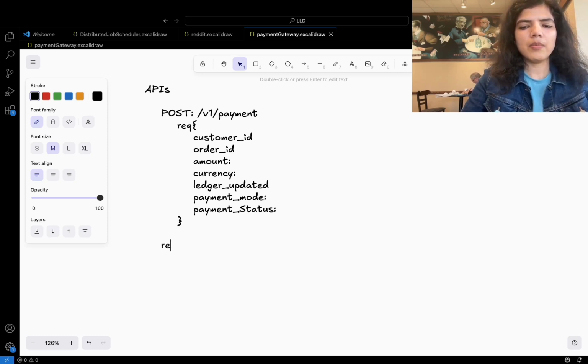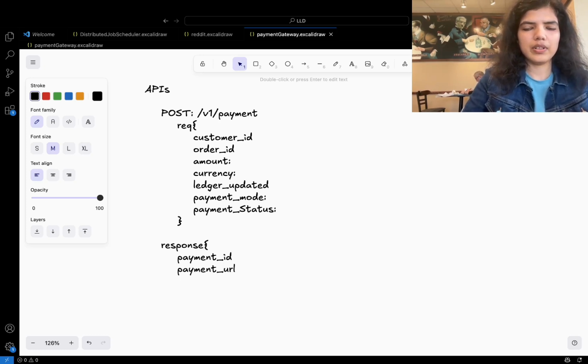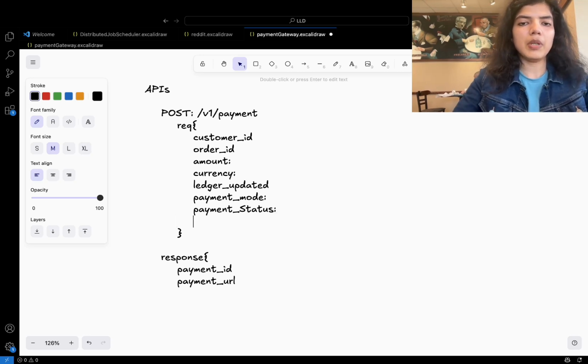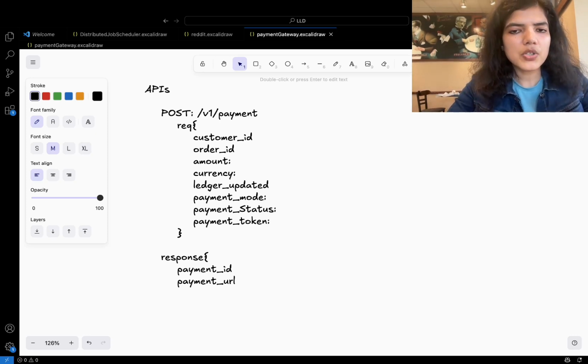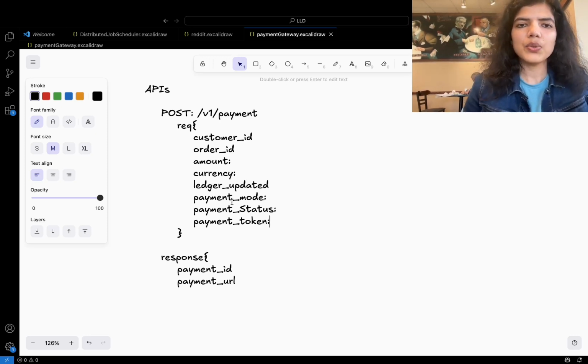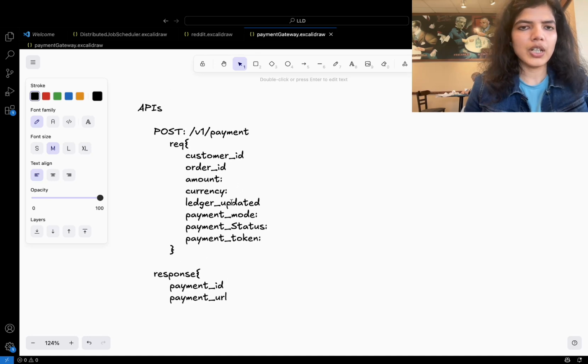Okay, so these would be some of the request parameters. Talking about the response, for our response, we would want to have the payment ID, and the payment UI. And not just that, we also want to send the customer payment details, right? So here we would want to send a payment token. Since we are not storing the PII information, using the PII information we'll create a token, and based on that token, we'll perform the payment processing. So this is what the API should look like.